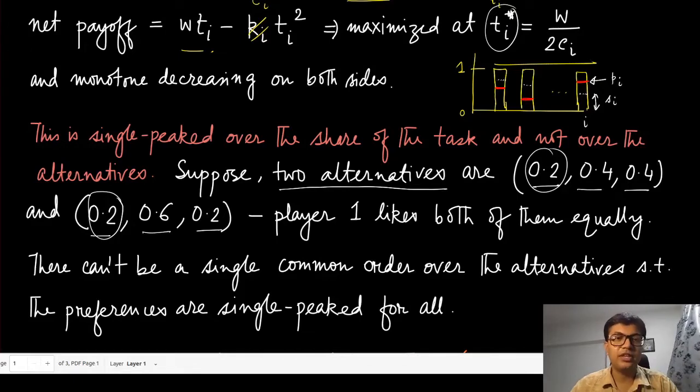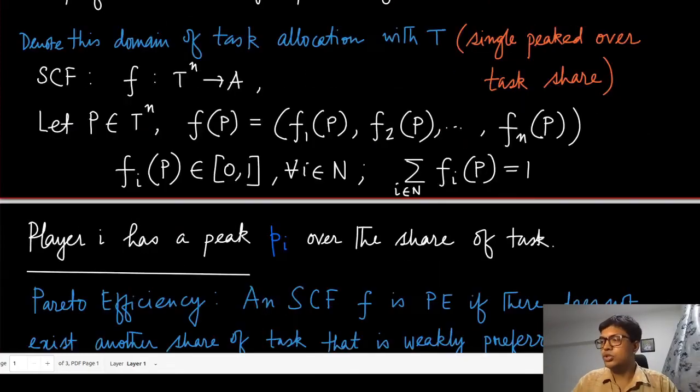This kind of a preference, two alternatives being equally preferred, is not allowed under single-peaked preferences. So this is single-peaked with respect to each of these shares, while in the earlier case we could have ordered all the alternatives in such a way that, according to that common ordering of these alternatives, people had single peaks. So we are going to denote this domain of task allocation with this notation T.